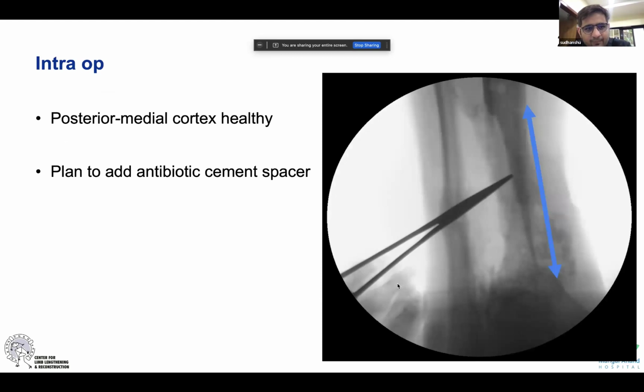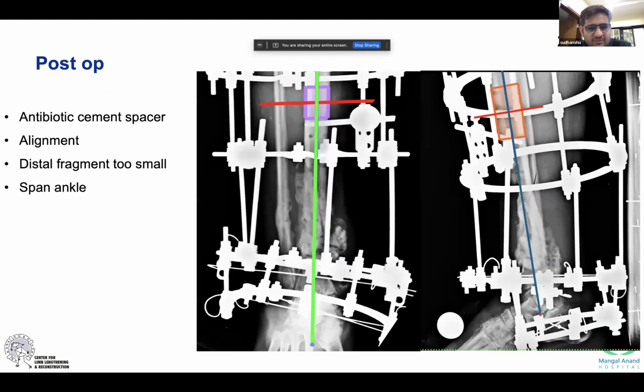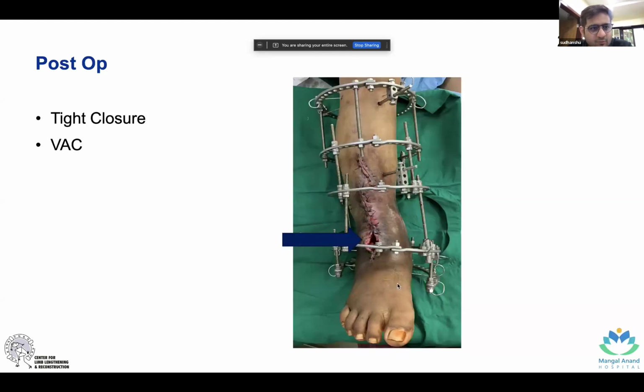Intraoperatively, a posteromedial cortex was seen to be healthy, which was retained. The anterolateral defect was filled with an antibiotic cement spacer with 40 gram of vancomycin. These are the immediate post-operative X-rays, and you can see the antibiotic cement spacer. The alignment looks okay, and the distal fragment was too small, so it was decided to span the ankle, and pins were put in the calcaneum. This is the post-operative wound image. Because of the tight closure distally, it was decided to put on a VAC.